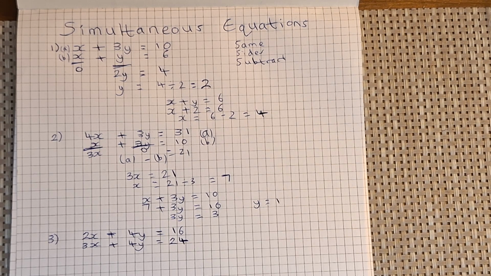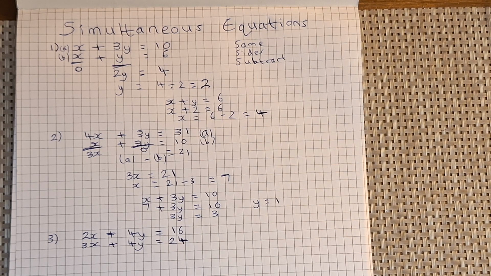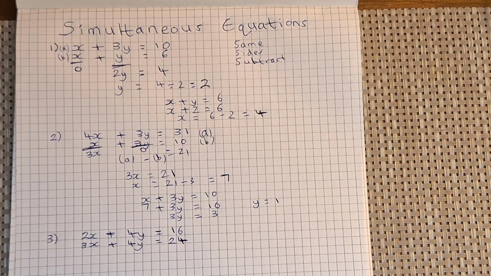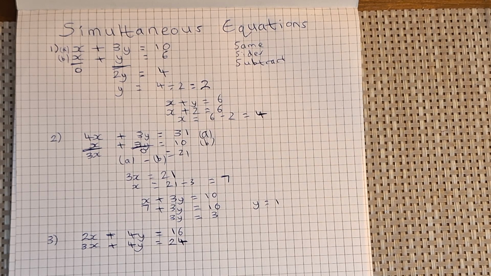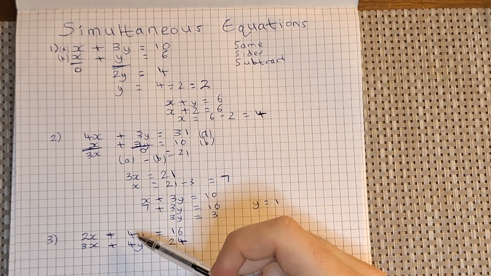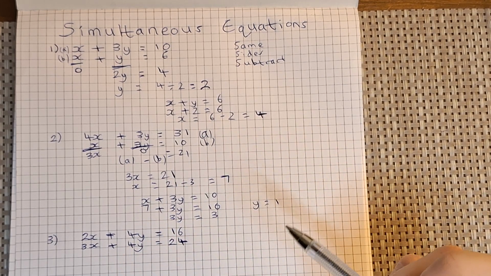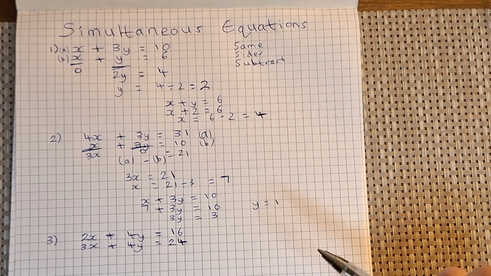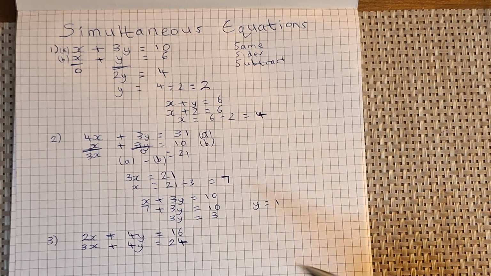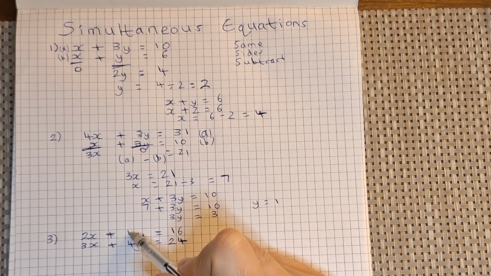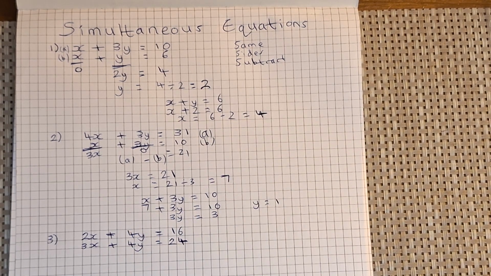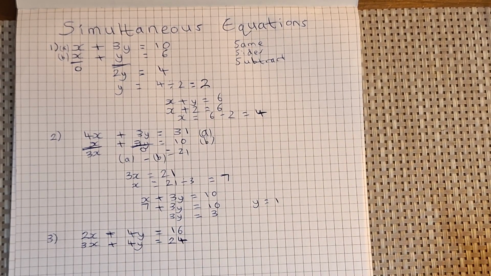Final question, we have 2x plus 4y equals 16, and we've got 3x plus 4y equals 24. Again, applying what we've just learned, we want to try and get rid of the y's or the x's, but as the y's in each equation are the same, it makes sense to get rid of the y's in this case. We have a positive 4y here and a positive 4y here. So I'm simply going to subtract.